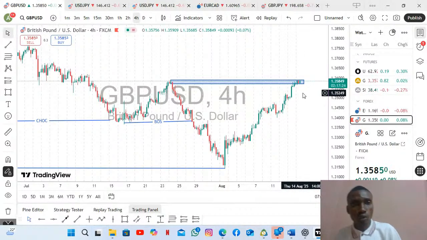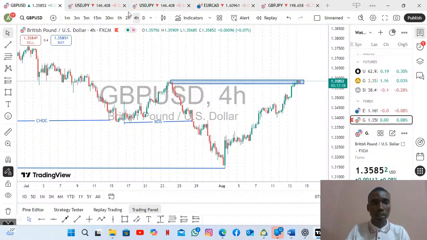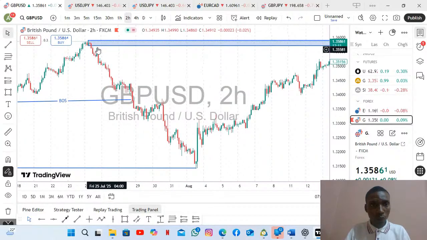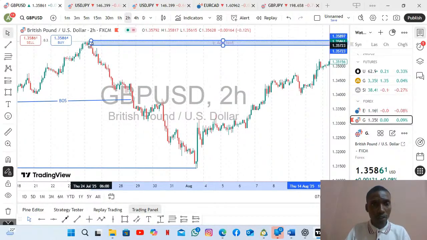So what are we going to do? We should prepare for an instant buy. But hold on, don't get into it yet. Let's look at the 2-hour time frame. In the 2-hour time frame, what do we see? We can see that this is the order block.